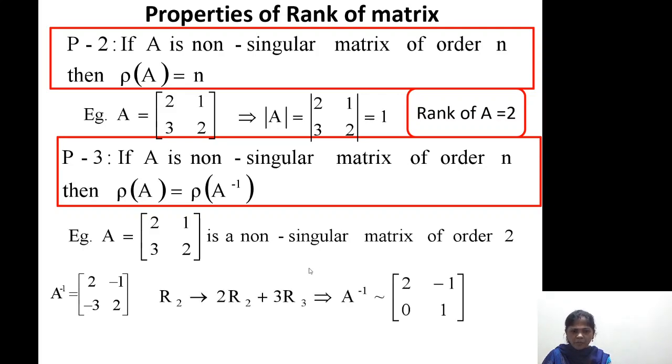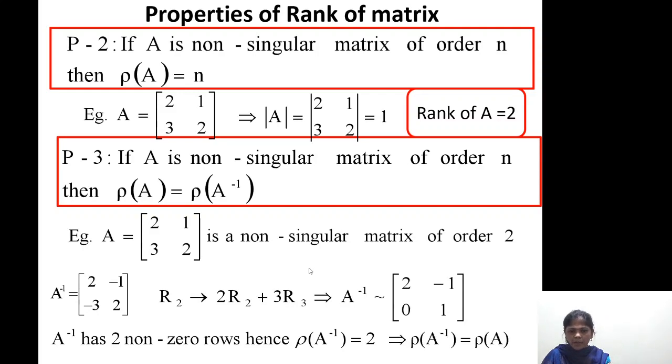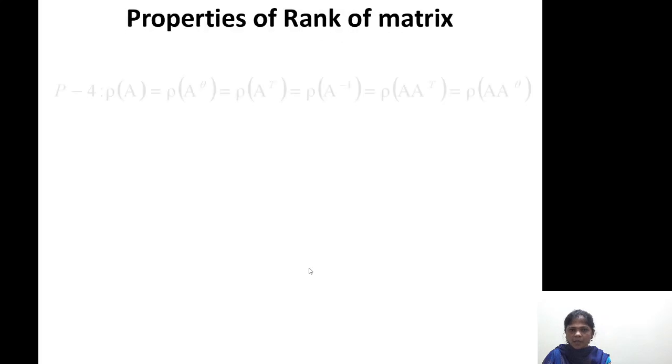To perform the set of operations, here we find A inverse has 2 non-zero rows. Therefore, rank of A inverse is 2. Hence, here we are getting rank of A as well as rank of A inverse 2, which are nothing but equal. Hence, property gets satisfied. Let us have the next property.